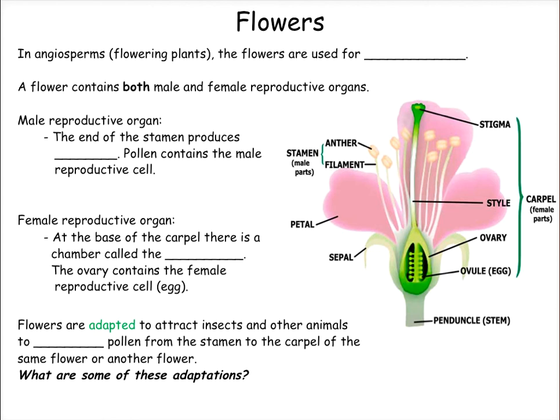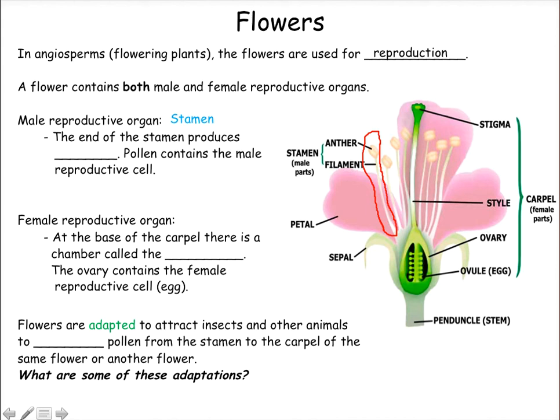Okay, so in angiosperms, or our flowering plants, the flowers are used for reproduction. Interestingly, a flower actually contains both male and female reproductive organs in one flower. The male reproductive organ is called the stamen, and you can see that on the diagram here. I'll outline one. So there are several stamen in this particular flower, but here's the entire structure.